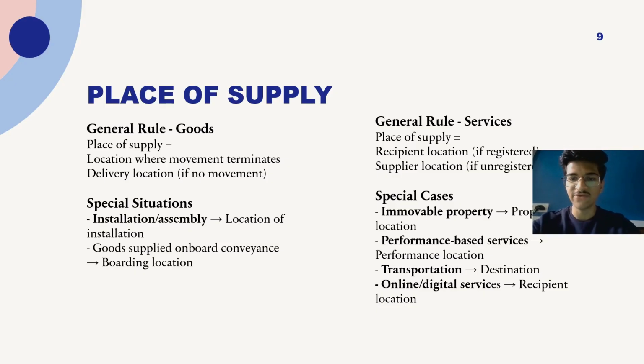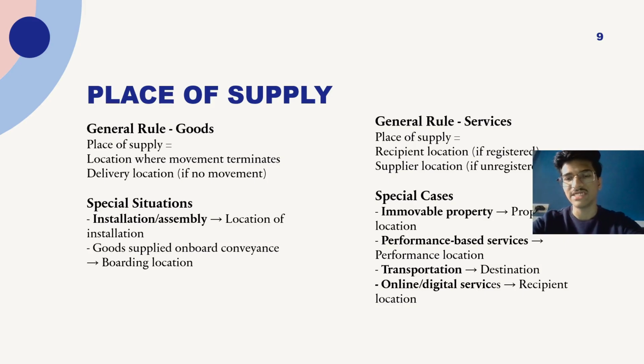Some special cases, for example, would be immovable property. If the property is not movable, for example, a factory, then the location of the factory would be the place of supply. Secondly, if it is performance-based services, for example, a videographer, a photographer, a wedding photographer, the location of the photo shoot would be the performance-based place of supply.